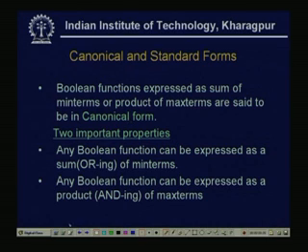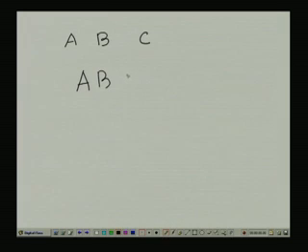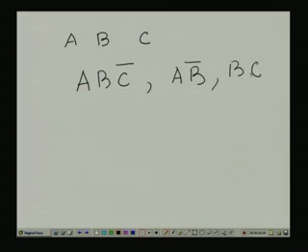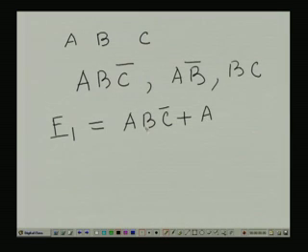So, if I take one simple example, the sum of min terms, if I take 3 variables, A, B, C. Some terms are say A B C bar, A B itself, or A B bar, and say B C. So, these are the 3 min terms. Now, if some expression, say E 1 equal to A B C bar plus, these are the sum of product form or sum of min terms. This is one canonical form.